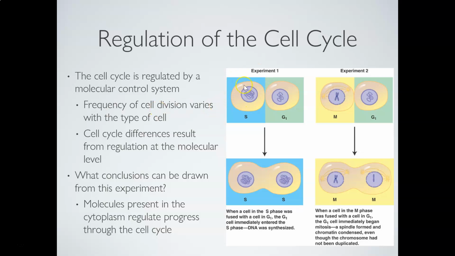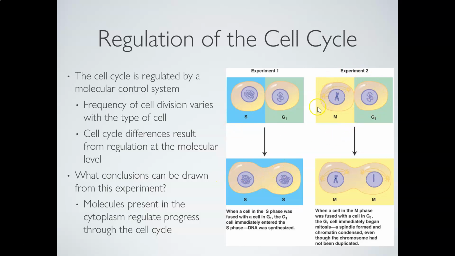So here they took a cell in the S phase, here in G1, were able to fuse them in a petri dish and caused both cells to start going through that S phase. So clearly molecules hanging out in the cytoplasm here ended up influencing the genetic information and the cellular regulation processes going on in the G1 cell phase once they were fused together and those molecules could pass between cytoplasms.